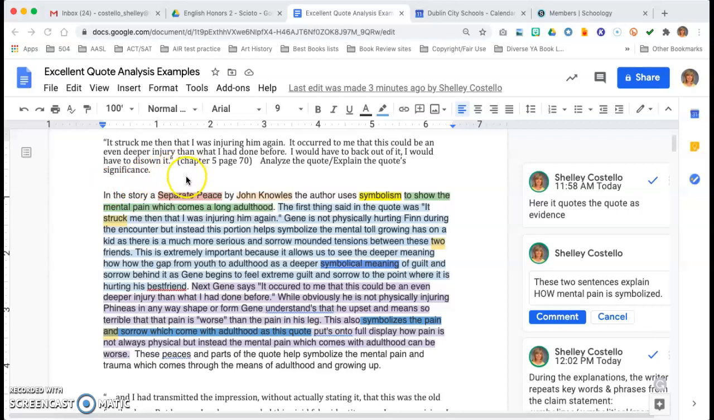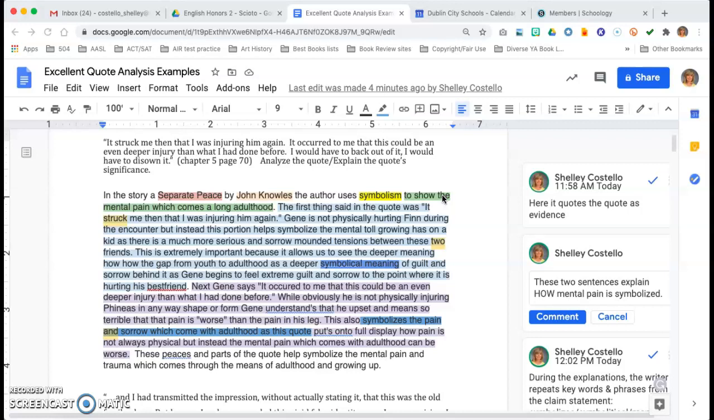Rule number 1, it's stating the title, A Separate Peace. Rule number 2, it's stating the author, John Knowles. Rule number 3, what is the literary element or genre that you want to try to explain? Symbolism. Number 4 is what do you want to explain about your literary element? And here it is: to show the mental pain which comes through along adulthood.